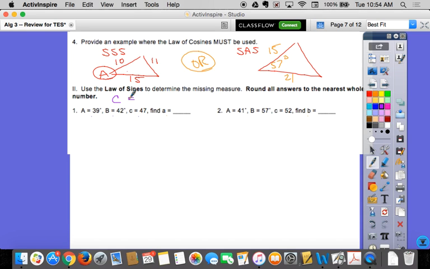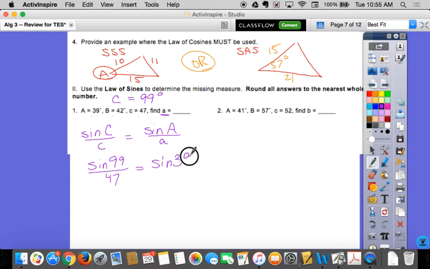But I gave you two angles, so do 180 minus 39 minus 42, and you will come up with 99 degrees. But you have to have that complete ratio before you can get started. So you can do sine of C over C equals, and then since you want A, you've got to do sine of A over A. So we've got sine 99 over 47, and then sine of 39 over little a.